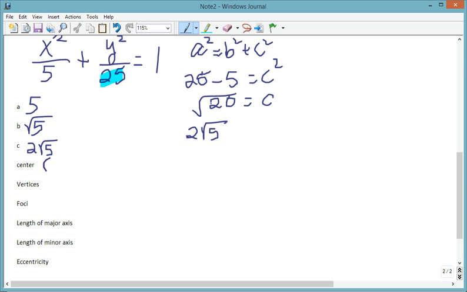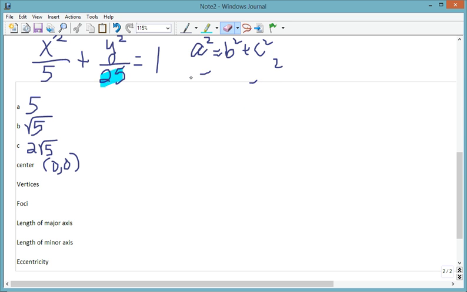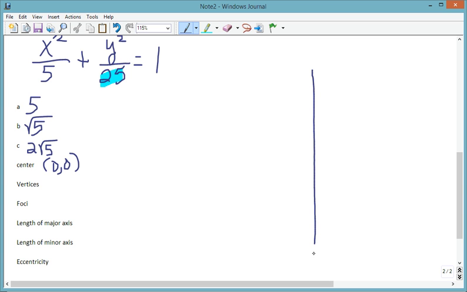All right, center is still at 0, 0 because we haven't shifted anything yet. Let me make a little space here and we'll draw our graph. So a is along the y-axis because the larger number was under y squared, so that's going to go up 5.